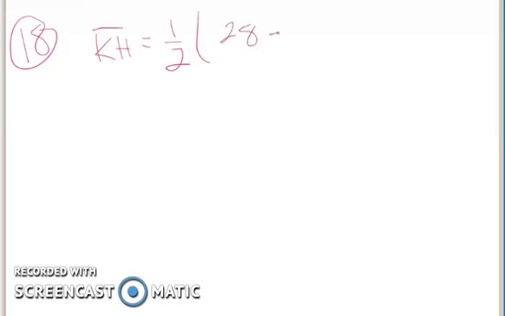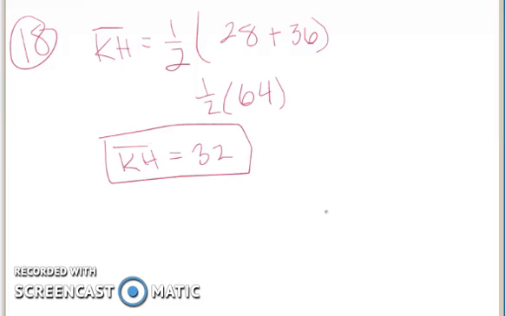Number 18, this is a basic median problem where we don't know KH, but I do know the bases, so I'm going to take the sum of them, 28 and 36. Add those two together, I get 64. Half of 64 is 32. And that's what KH equals. That's a basic median problem. Nice and simple.